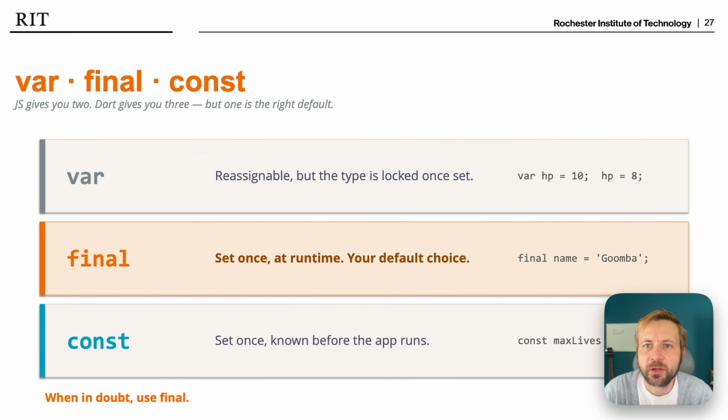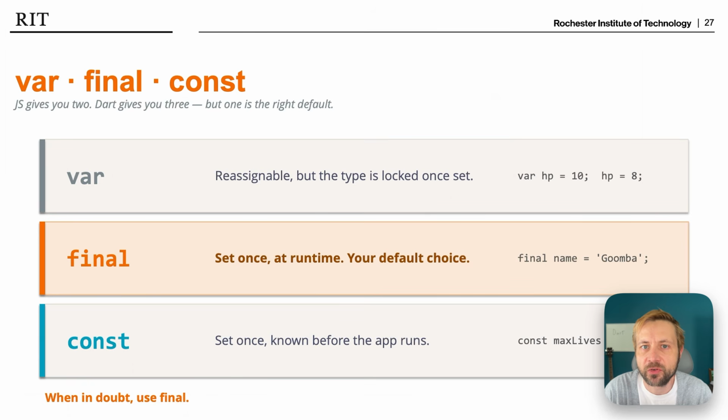Dart gives you 3: var, final, and const. Var is like let, a normal variable you can reassign. The one catch, once Dart sees what type you put in it, that type is locked. Var x equals 42 means x is an int forever. You can't later make it a string.